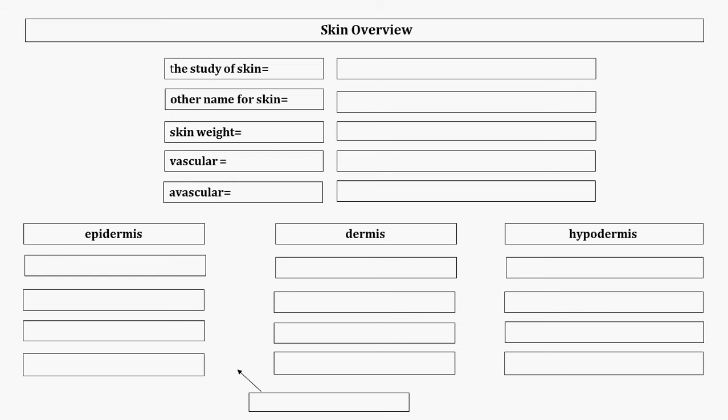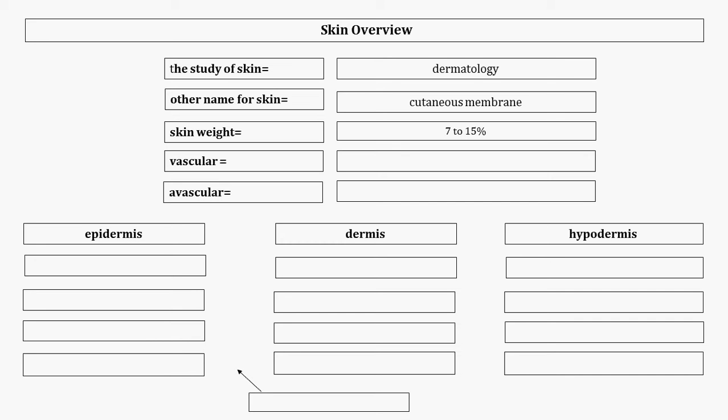Okay, the first part of the integumentary system we're going to look at is the skin. So the first point is that the skin, the study of the skin, is called dermatology. Most of you all know this. The other name for skin, the scientific name, is called the cutaneous membrane. And the skin has about 7 to 15% of the body's weight is from skin.